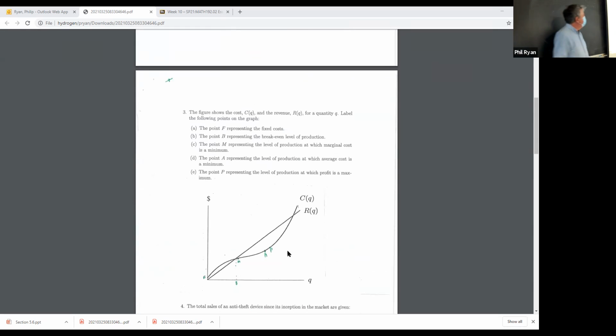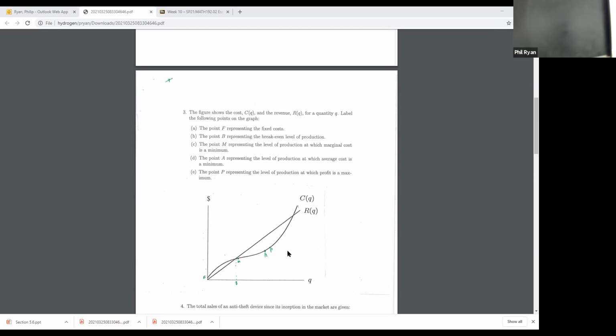In question 3, we had to find these different points. The fixed cost is the y-intercept here. The break-even point was the first point where the revenue goes above the cost curve, so it's right here. The place where marginal cost is minimized is where the slope of the cost curve is at its least, so it was around here.